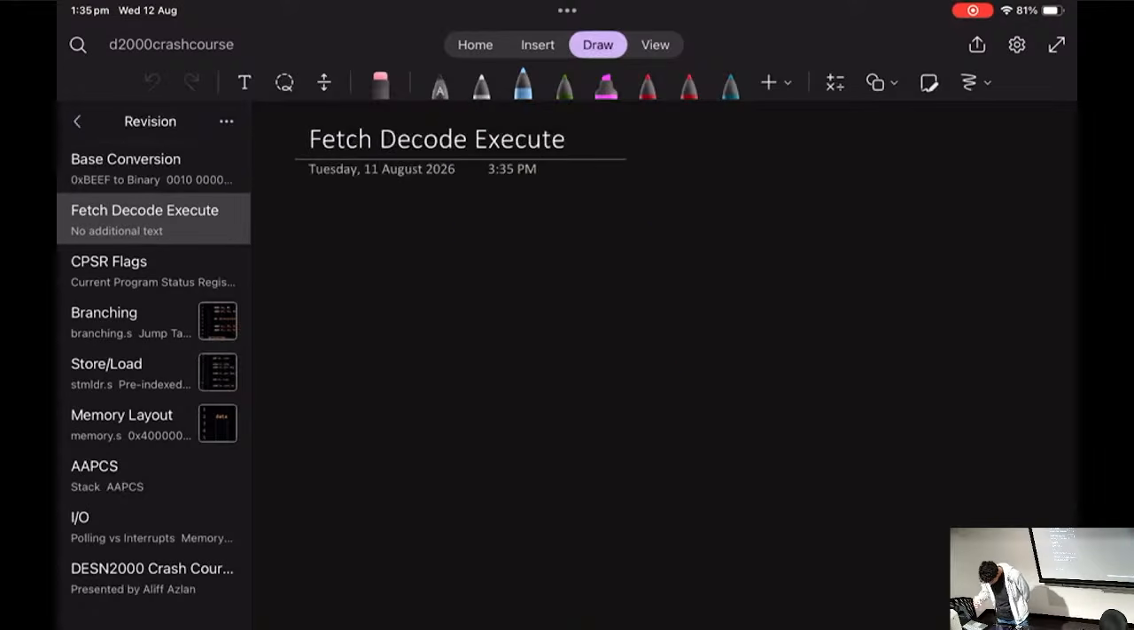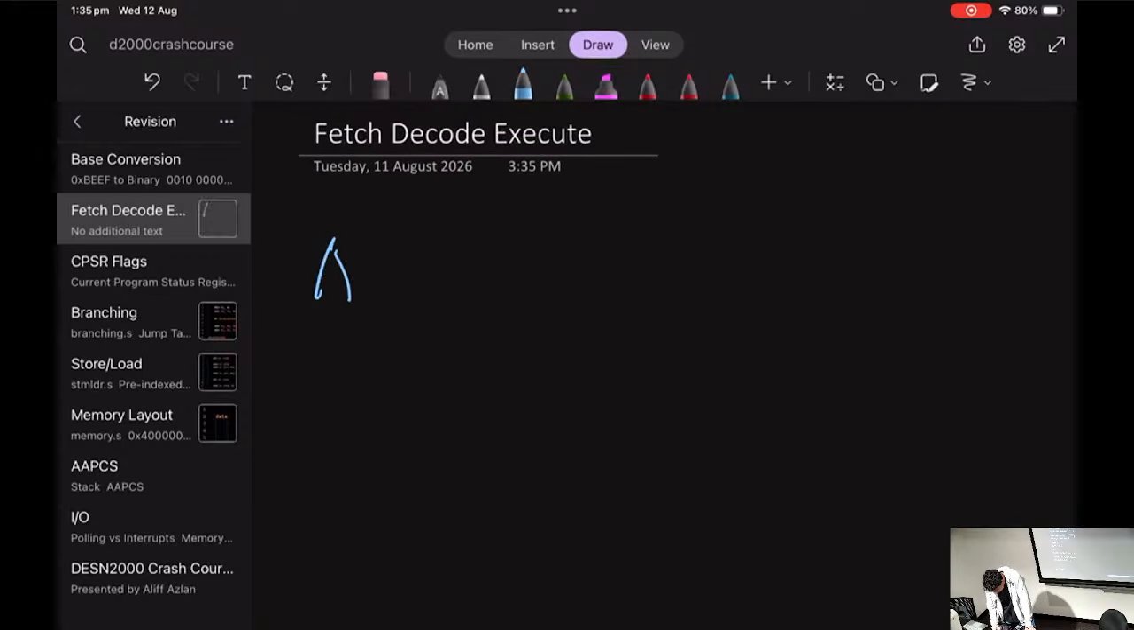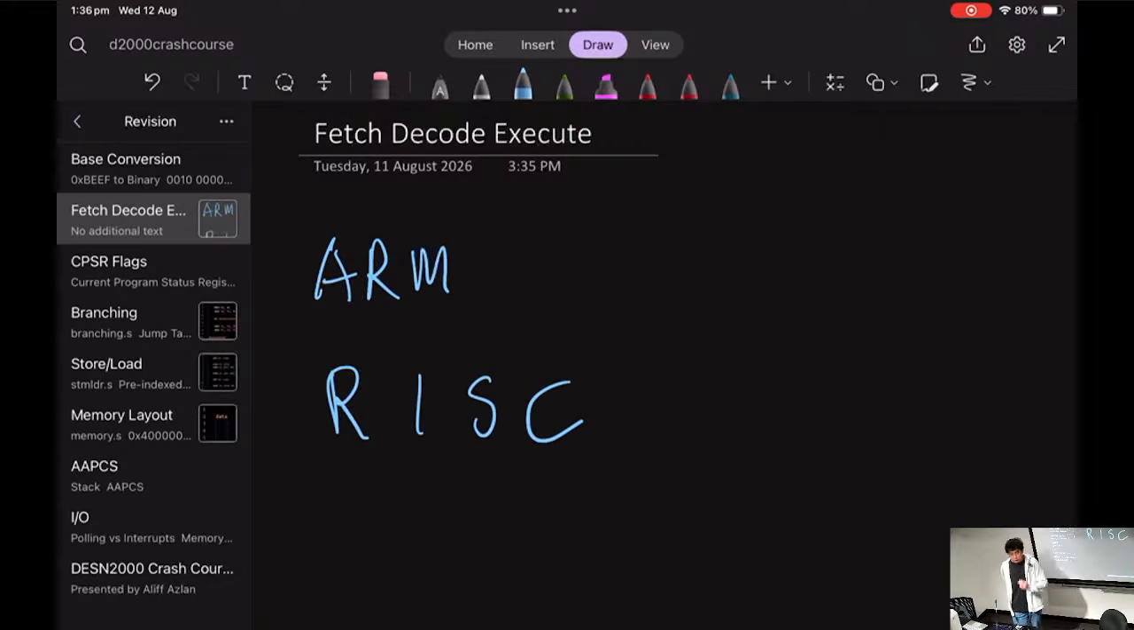Let's actually go through some of the actual 2142 content, or DESN2K. Right. So let's first talk about the ARM architecture. So ARM, or at least our processor, is something called a reduced instruction set computer. Right. So what does this mean?